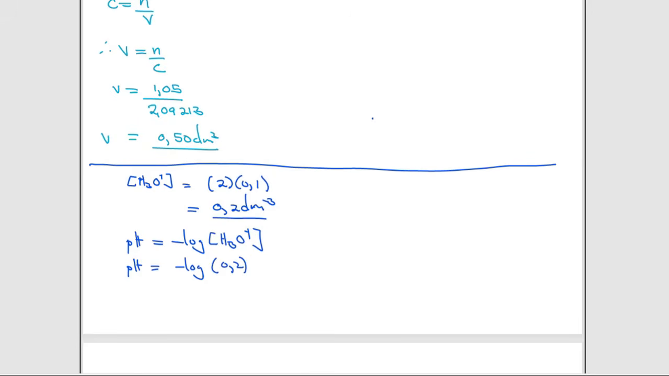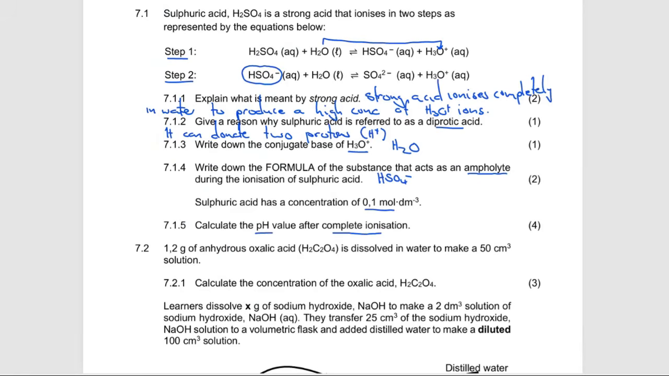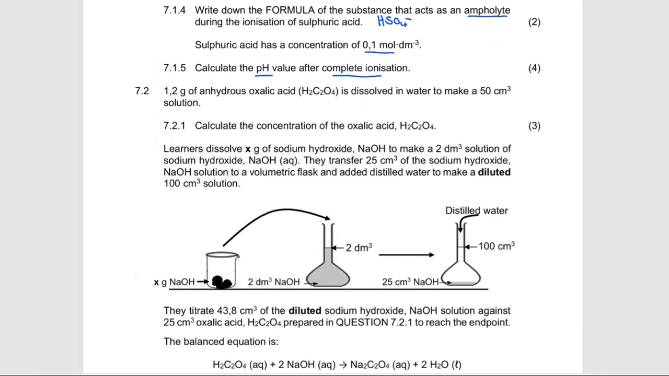Now I'm no longer going to use square brackets. So if I punch that into my calculator, negative log 0.2 gives me a value of 0.70. So that's our pH there. Take note also, it does not have units of measurement.